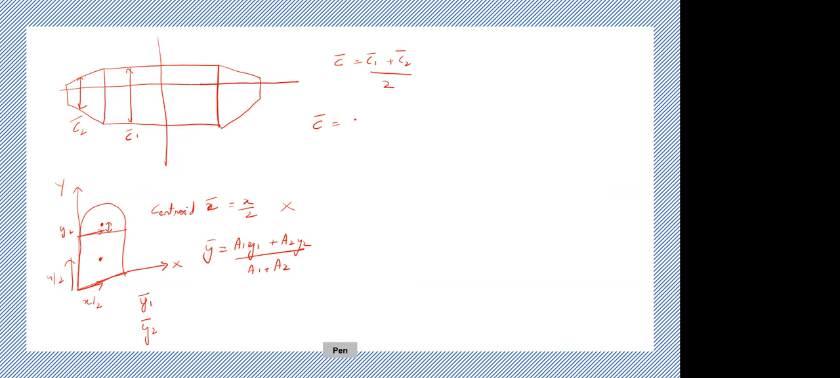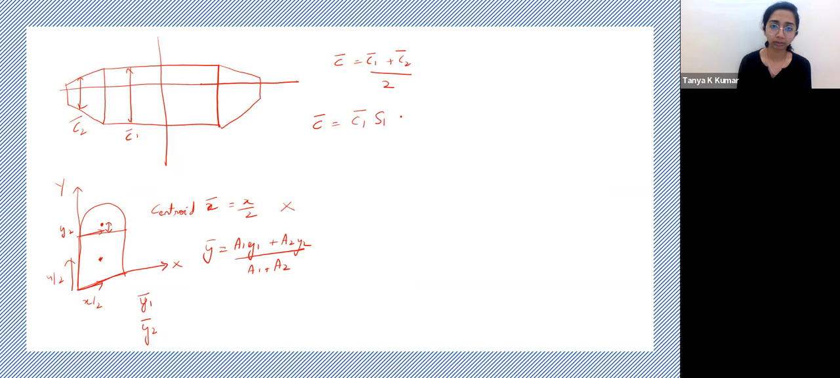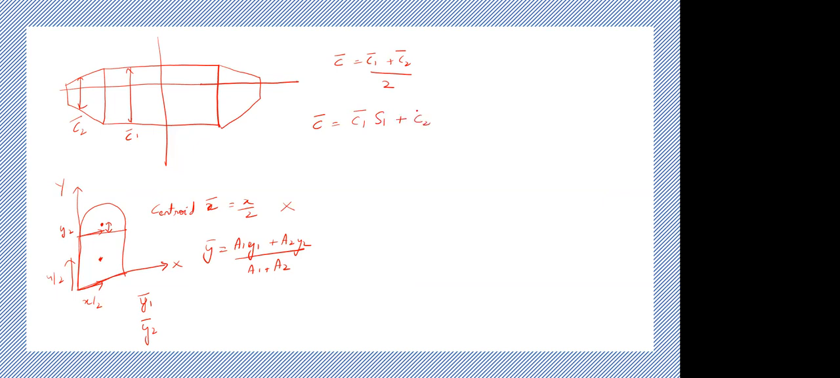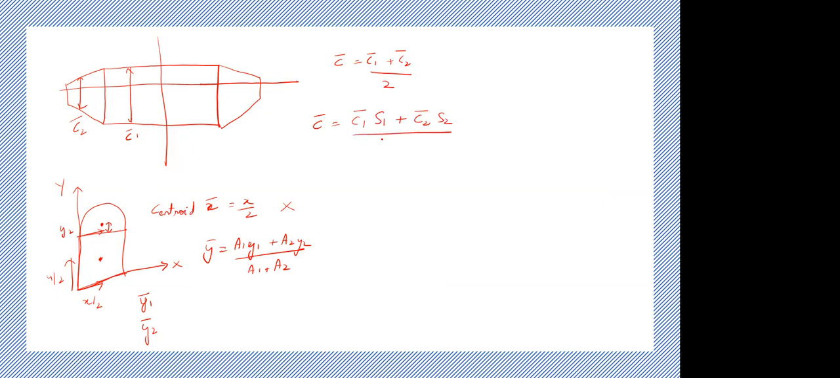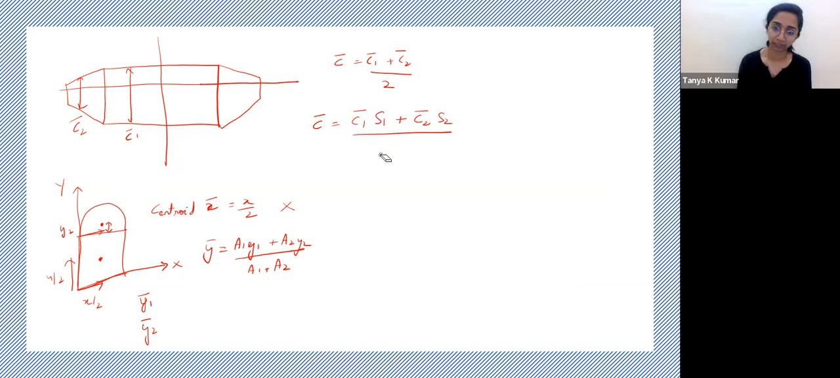Ma'am, C1 bar into the area of the square, ma'am. Just S1. Okay. S1 plus C2 bar into S2 by C1 bar plus C2 bar. No, areas for that. Yes, it should be S1 plus S2. Correct? Because we need C. We don't need the area. We need the weighted average of C. We don't need the weighted average of the area. Correct?